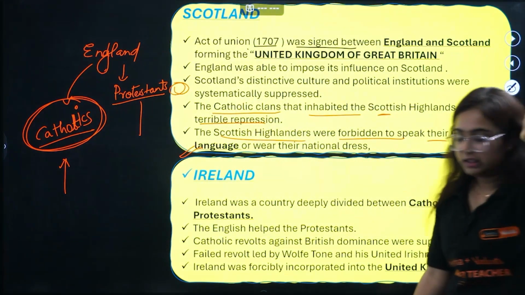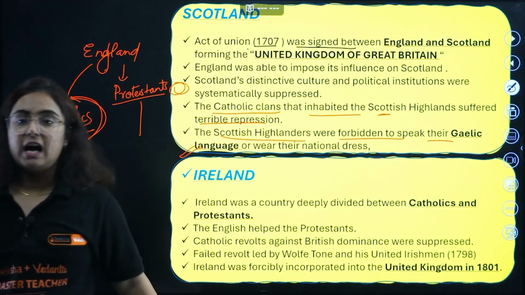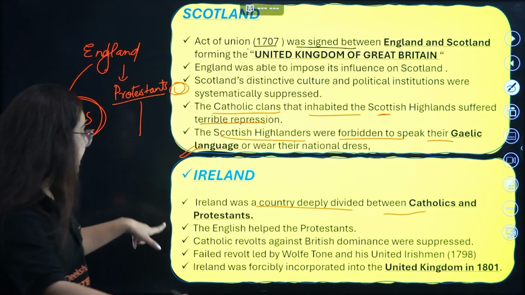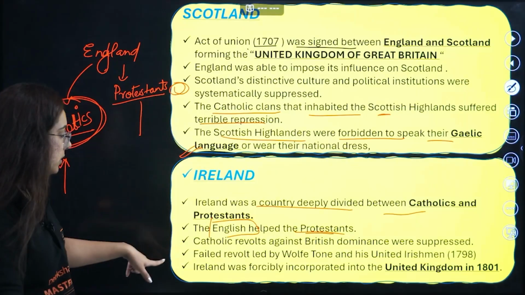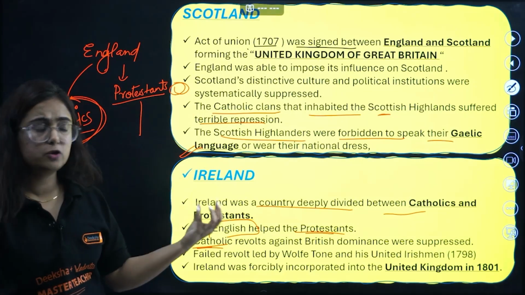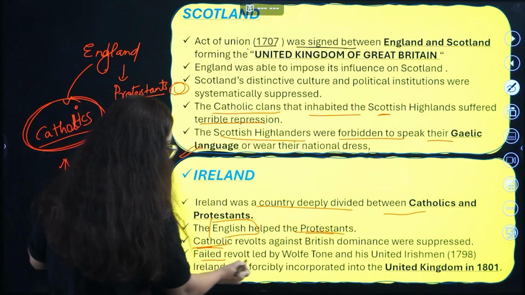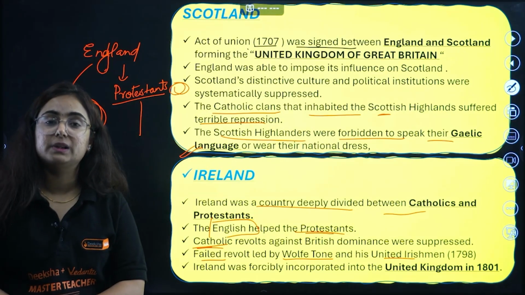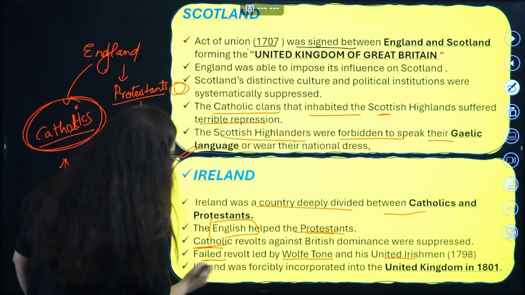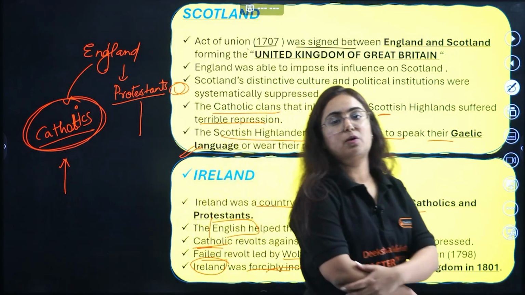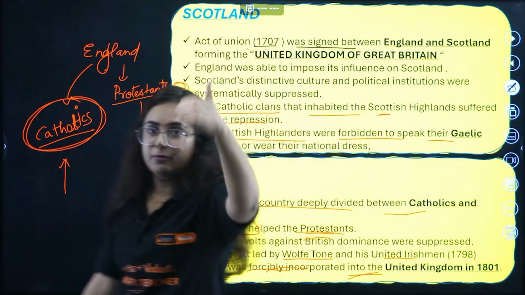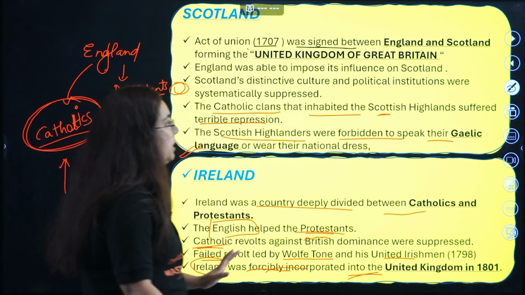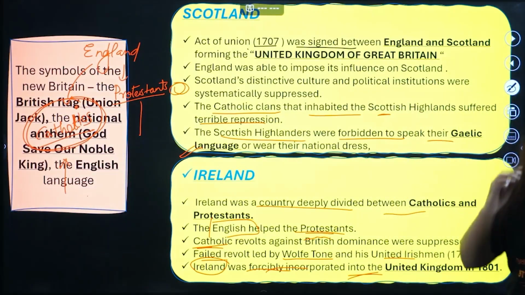It is not only Scotland that had this fate, Ireland was the next one. Ireland, the place where Irish people were living. Ireland was a country deeply divided between Catholics and Protestants, with the same problem. The English helped the Protestants. Why? Because in England there were more Protestants. Catholics were suppressed. British dominance was imposed over there. There were certain people who started a revolt, like Wolfe Tone and his group, the United Irishmen. However, it was forcibly suppressed. And there came a time when Ireland was forcibly incorporated into the United Kingdom of Great Britain in the year 1801. So the same fate that happened with Scotland in 1707. Ireland became forcibly part of Great Britain in 1801, and here is how the United Kingdom of Great Britain came.